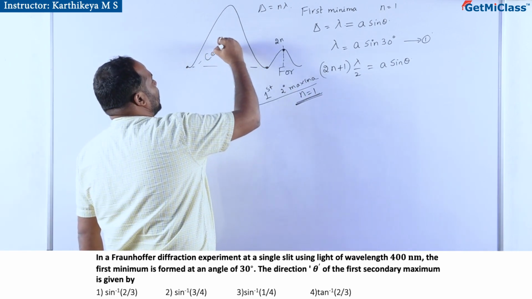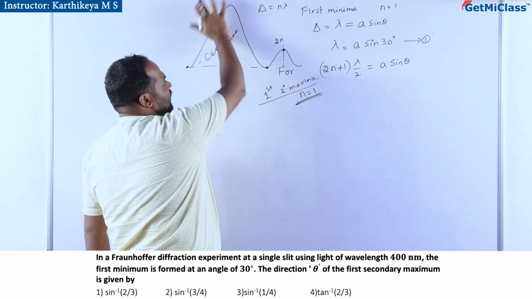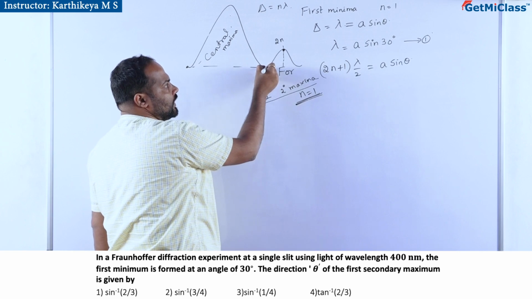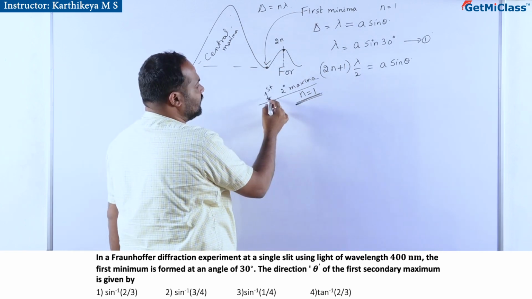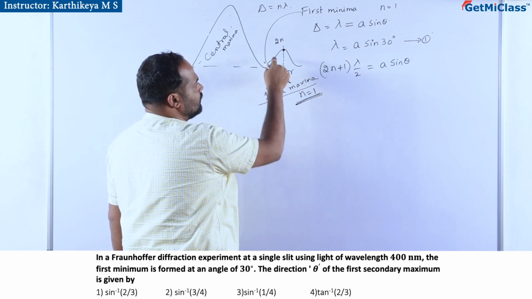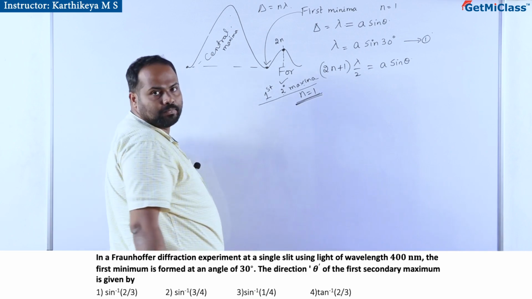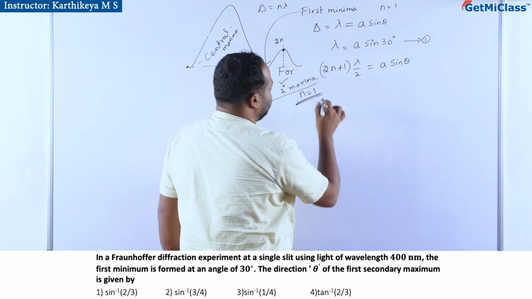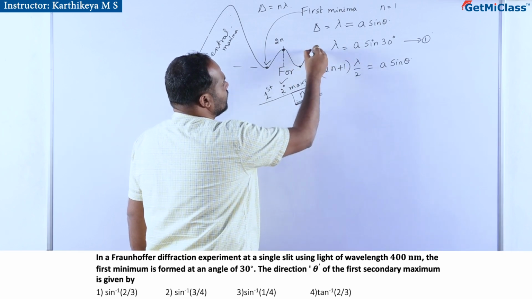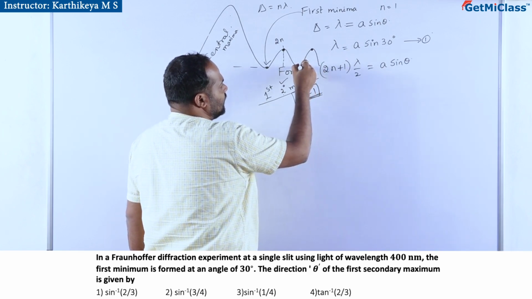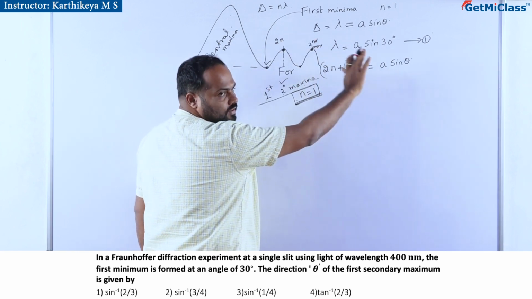This is the central maxima. That is, there is literally no path difference and highest intensity is observed. Then you get to the first minima. Immediately next is the first secondary maxima. That maxima is obtained due to the secondary wavelets. That is why it is called secondary maxima. So, you substitute n is equal to 1 here. Then you get to the second minima, and the second maxima again, but this is all due to secondary wavelets.